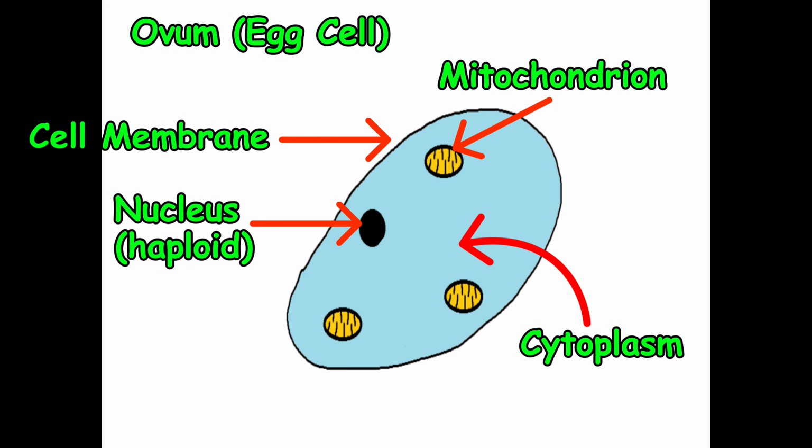Now, the egg cell is the female reproductive cell. The proper term for egg cell is actually ovum. Structurally, it's a very simple looking cell. You have the nucleus, which contains the DNA.